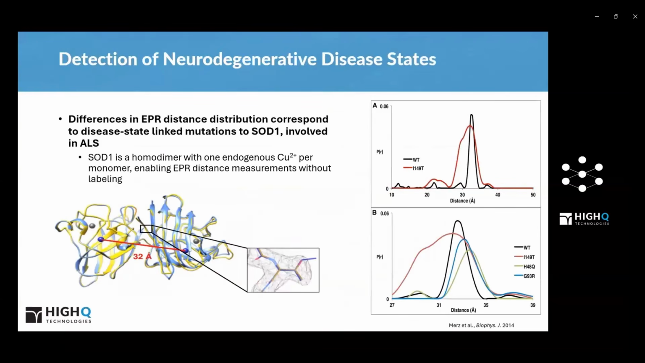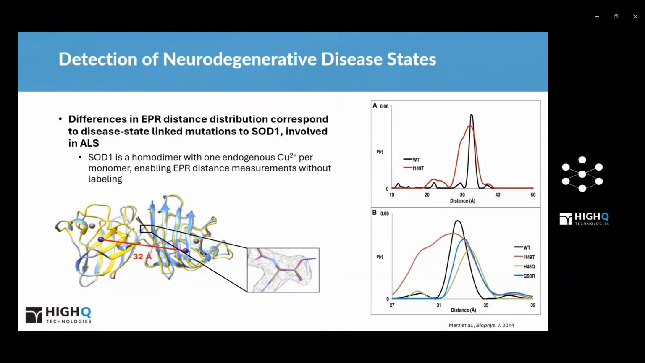In a little bit of a shift, this is a nice example of EPR tracking disease states in neurodegenerative diseases. This particular group was looking at SOD1, which is a homodimer that has one endogenous copper-2 binding site per monomer. And so that means when this protein dimerizes, you have one copper per monomer, you have two coppers, and you can measure the distance between them.